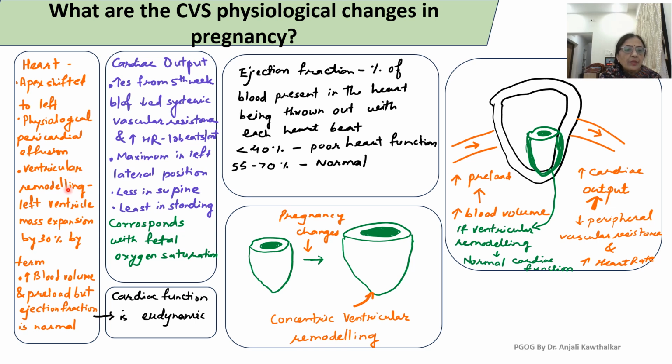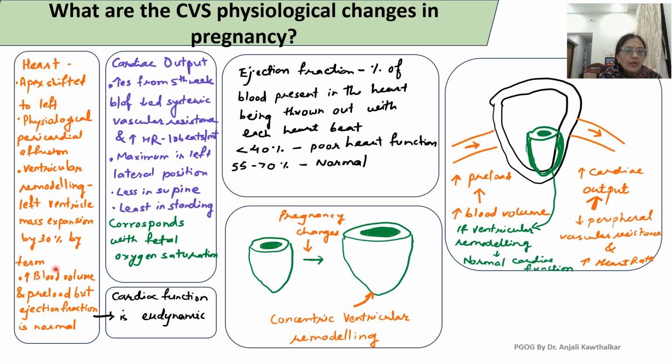What is happening in ventricular remodeling is left ventricle mass expansion is by 30% by term pregnancy. So there is an increase in left ventricular mass, and the increase is by 30%, and this is called the ventricular remodeling, which is characteristically seen in a normal pregnancy, that the heart is getting changed. Not only is the apex shifting to the left, but even the ventricles also change, there is an increase in left ventricle mass.